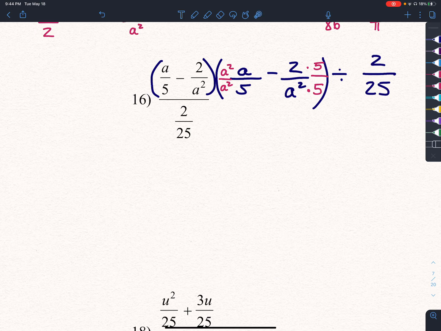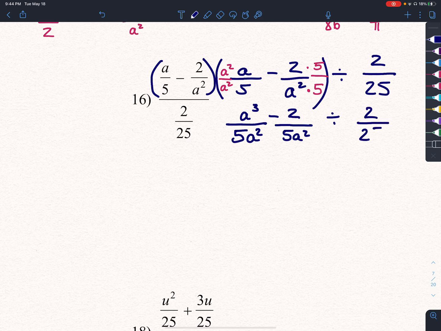So here, now we can simplify all of this. So a squared times a, that's going to give us a to the power of 3. Down here we have a squared times 5, which we can express as 5a squared, minus 2 over also 5a squared, and this is divided by 2 over 25.